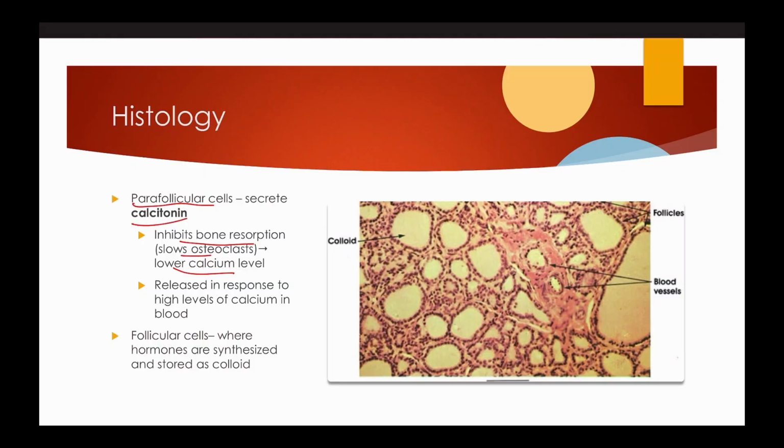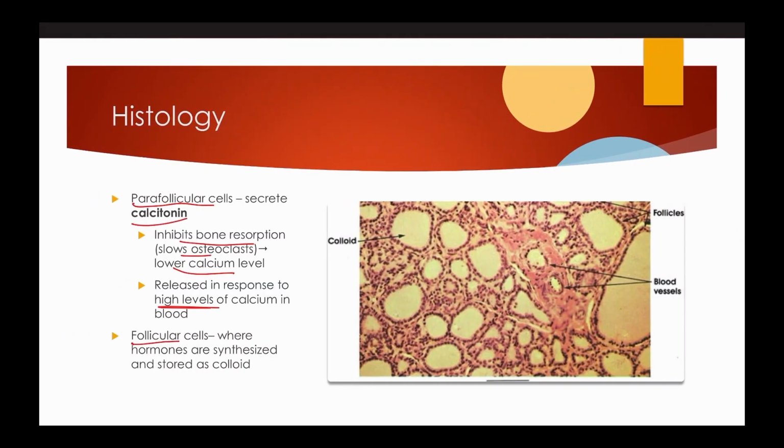It slows the resorption of the bone, thereby reducing the amount of calcium being dumped into the bloodstream, with the hopes to reduce calcium. We don't really use it for that. Calcitonin is usually a good marker for cancer. So if you see calcitonin levels rise, it's usually underlying that they have some sort of cancer going on. And yes, it's released in high levels of calcium, but it's very weak.